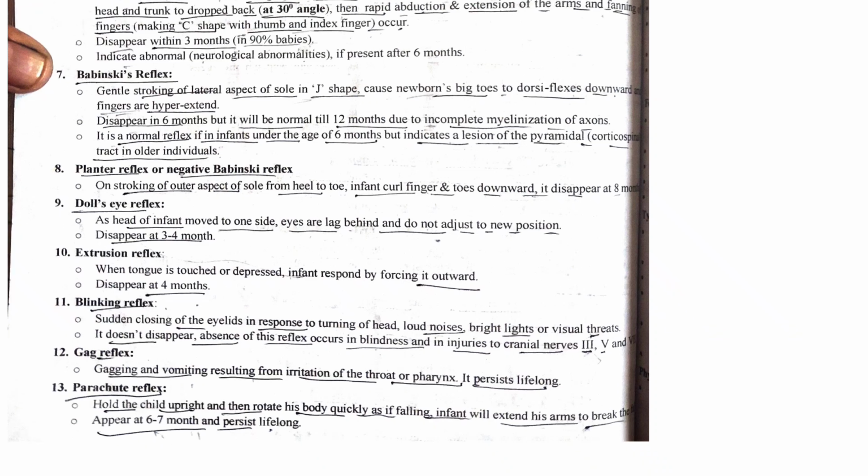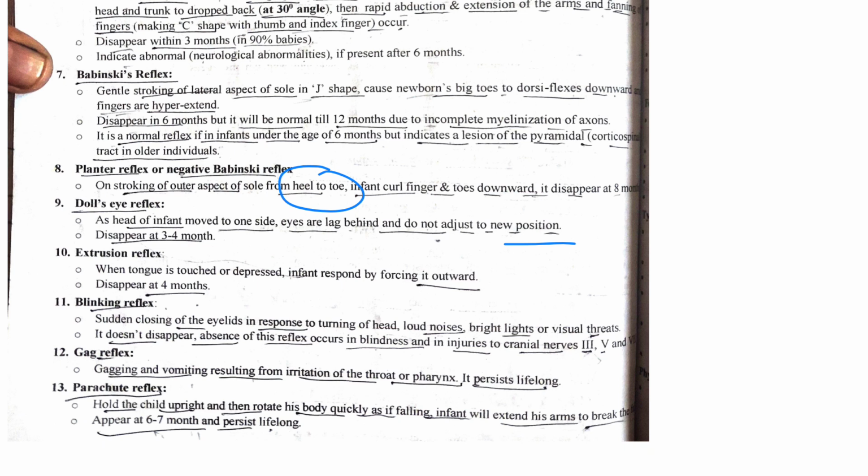On stroking the outer aspect of the sole from heel to toes, the infant curls fingers and toes downward. It disappears at the 8th month. Doll's eye reflex. As the head of the infant is moved to one side, the eyes lag behind and do not adjust to the new position. Disappears at 3 to 4 months.